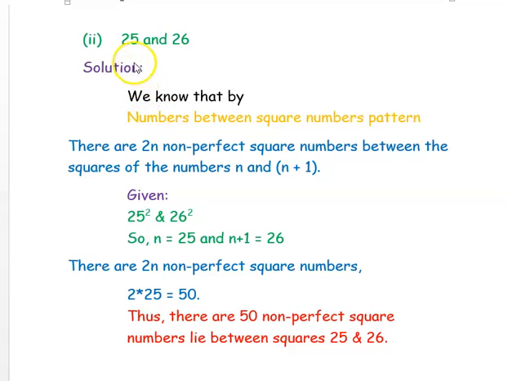Next question is find the numbers that lies between 25 square and 26 square. So we know that by numbers between square numbers pattern, there are 2n non-perfect square numbers that lies between squares of the numbers n and n plus 1. So it's given as 25 square and 26 square. So we are taking n as 25 and n plus 1 as 26. So there are 2n non-perfect square numbers. So therefore we are writing 2 into 25, which is equal to 50. Thus we can say that there are 50 non-perfect square numbers that lies between the squares of 25 and 26.